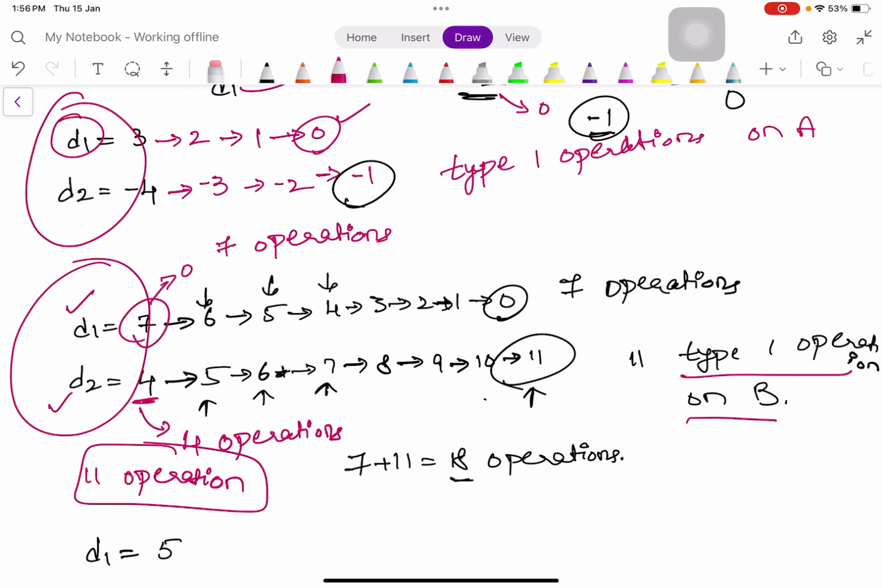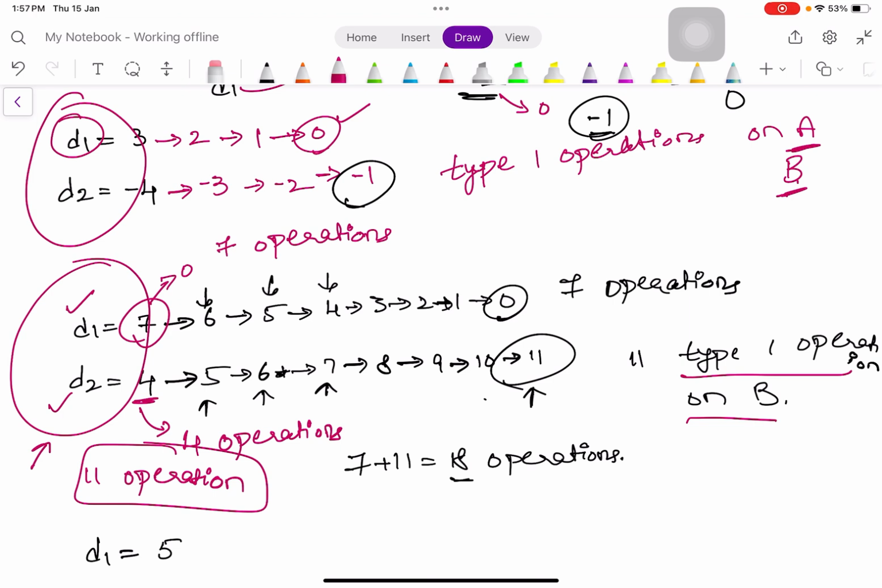And then some type 2 operations. So not type 2, after type 1 operations, and here we used one type 1 operation on string B. But in the second case, we did not use any type 1 operation on string A. We only used it on B. Why is that the case? Why not use only B in both the examples?